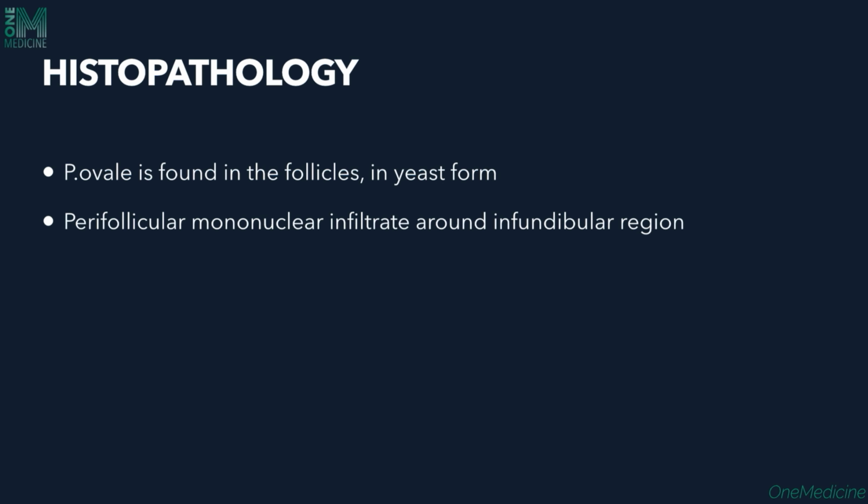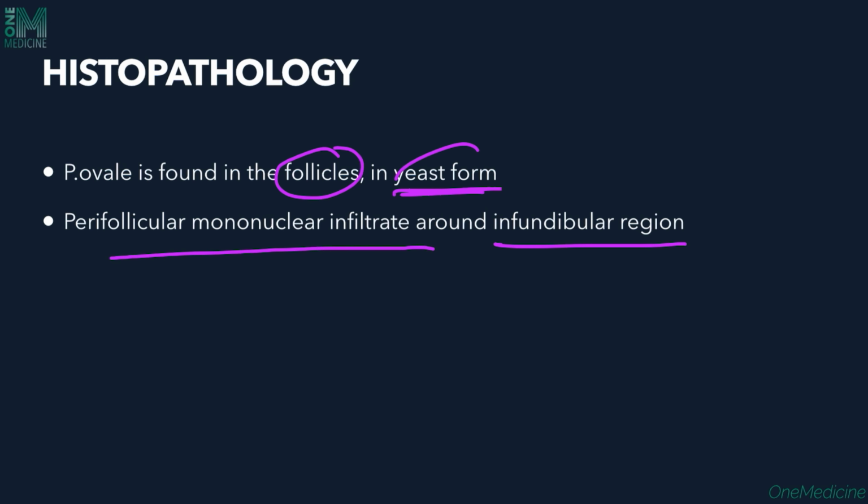Histopathology: the Pityrosporum ovale is found in the follicles, mostly in the yeast form, and there you will see a perifollicular mononuclear infiltrate, and around the infundibular region there is a perifollicular mononuclear infiltrate. So these yeast forms can be found in the follicles. This is a photo showing the yeast forms in the follicles present here.